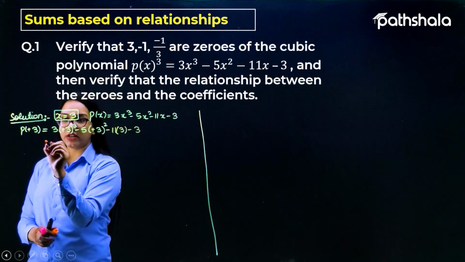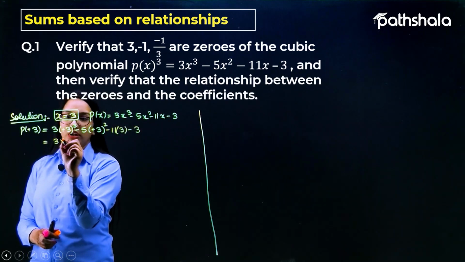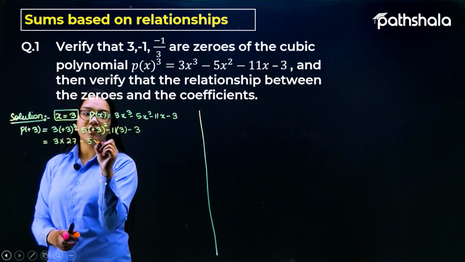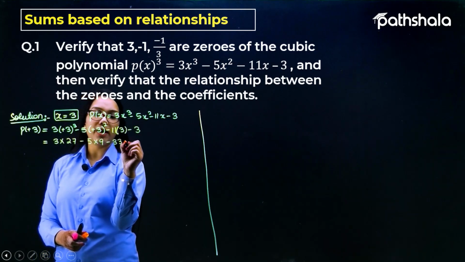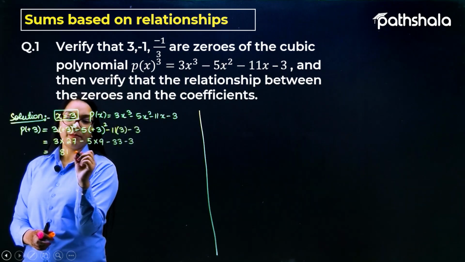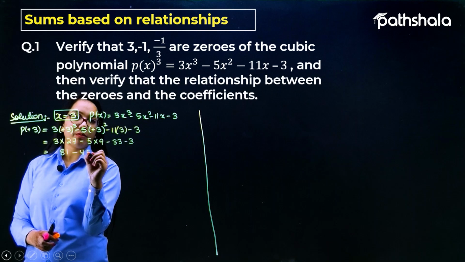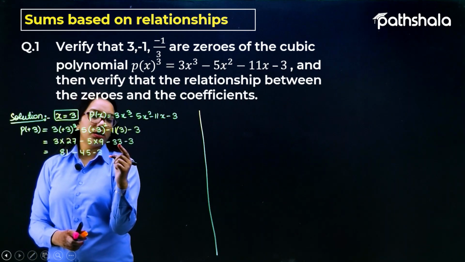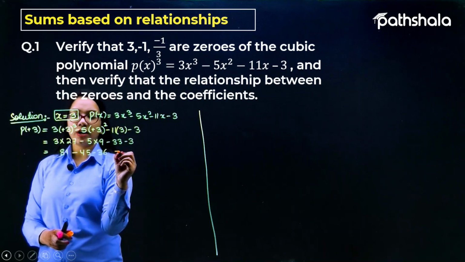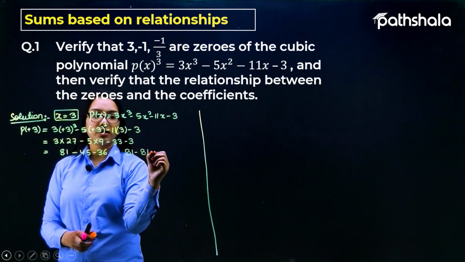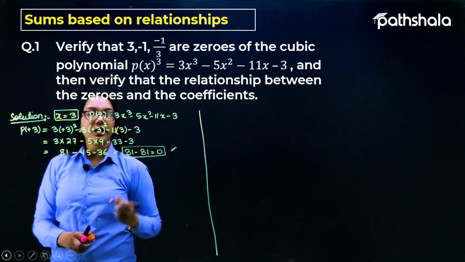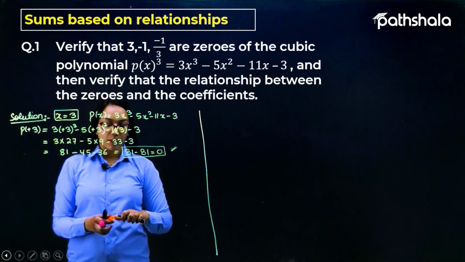Now let's solve it. It is nothing but 3 into 3 is 9, 9 into 3 is 27, so 3 into 27 is 81. Then minus 5 into 9 minus 33 minus 3. Further, we can say this is nothing but 81 minus 45 minus 33 and 3, which is nothing but 36, so 81 minus 81 is equal to 0. Hence it is verified that x is equal to 3 is a zero of this cubic polynomial p of x.